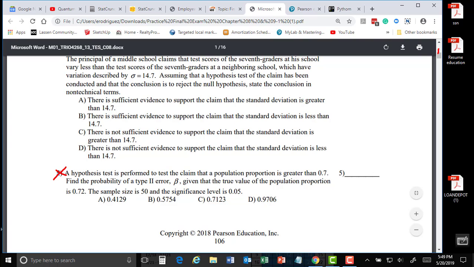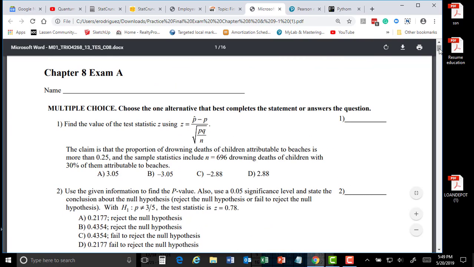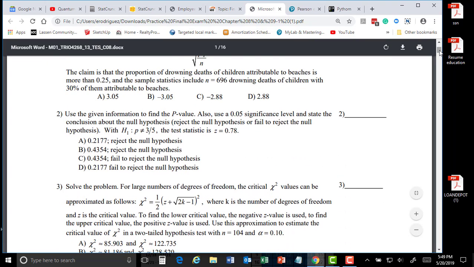Just so my students can pass. You want number 2? Wait, we did? Okay. Yeah, we did this one. All right, so number 2?